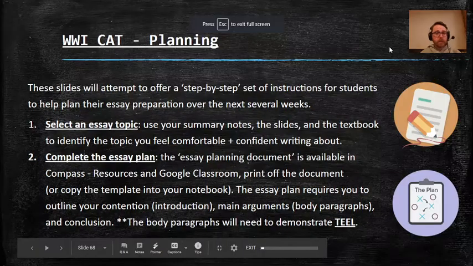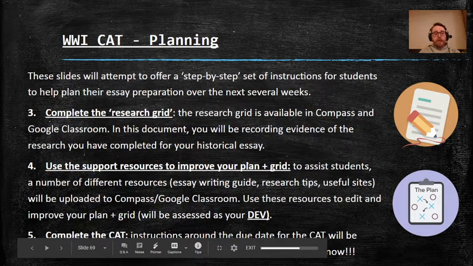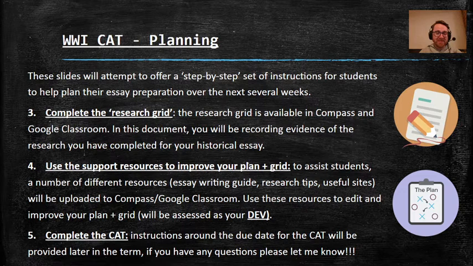And I'll talk about the essay plan in more detail in the next lesson we have. This is just a brief overview of what you'll be doing in the CAT in general. Step 3, complete the research grid. The research grid will be available once we get up to it in Compass and Google Classroom. In this document, you'll be recording evidence of the research you've completed for your historical essay.